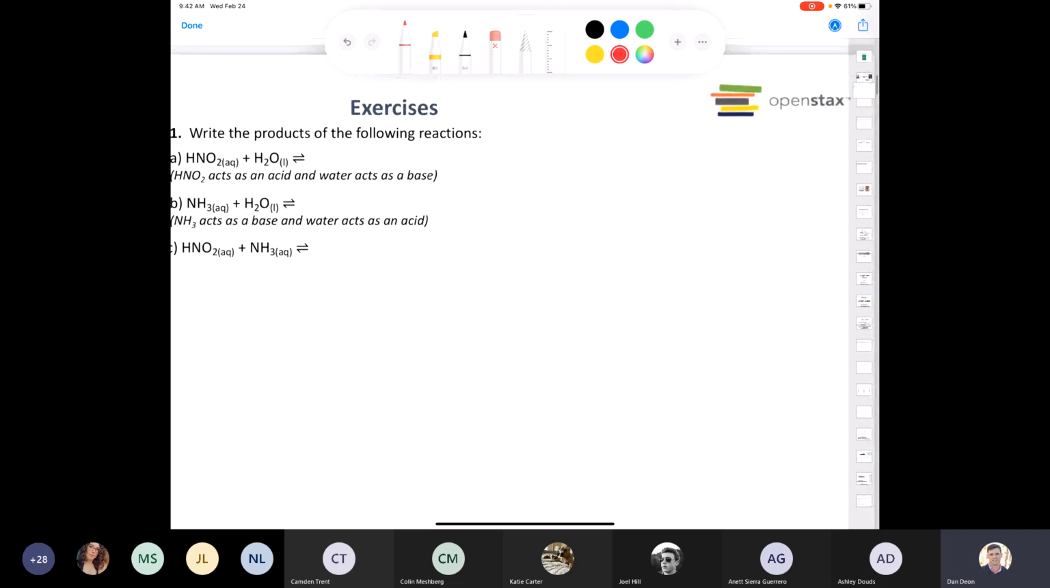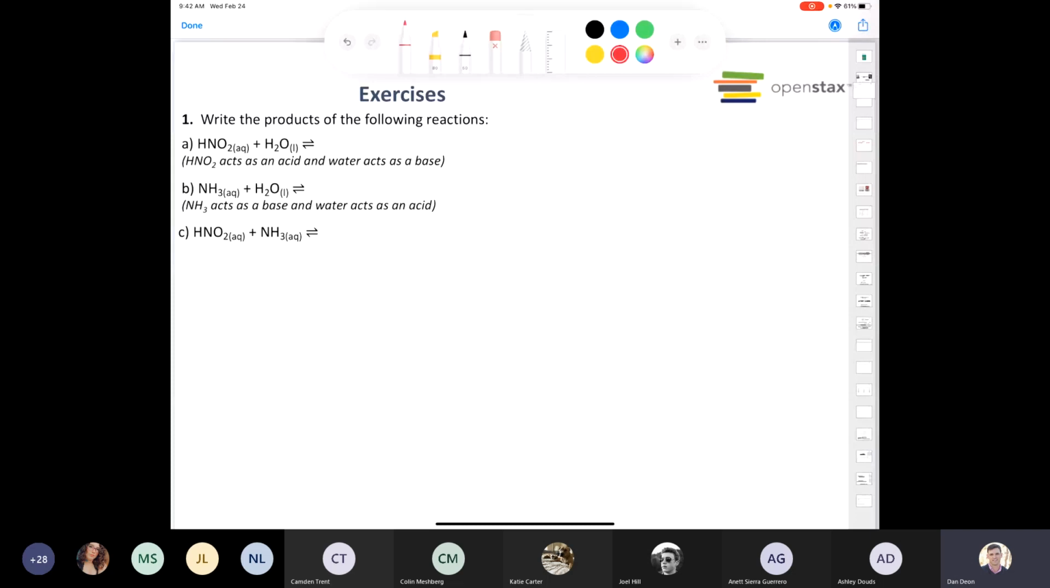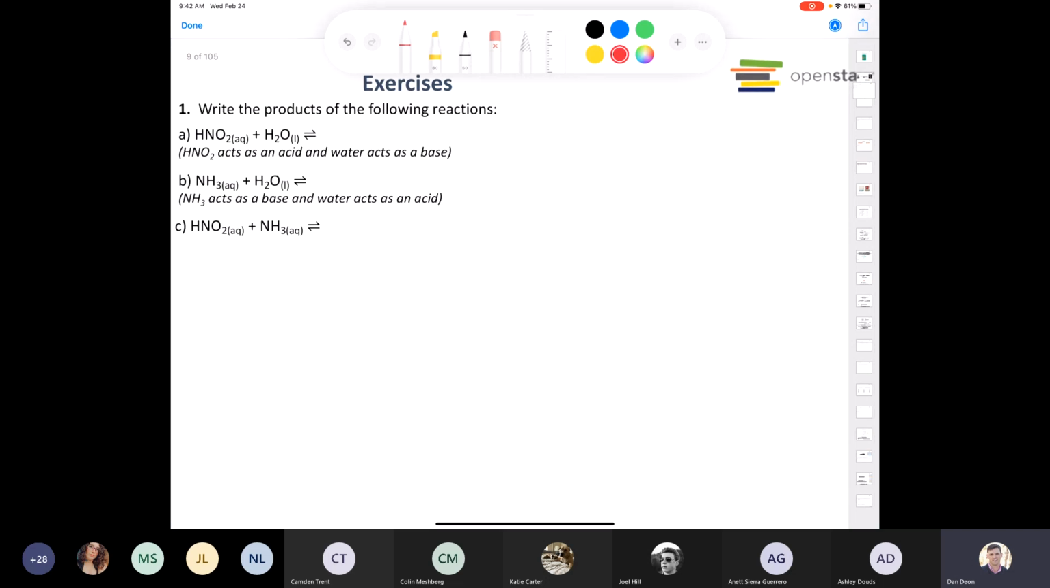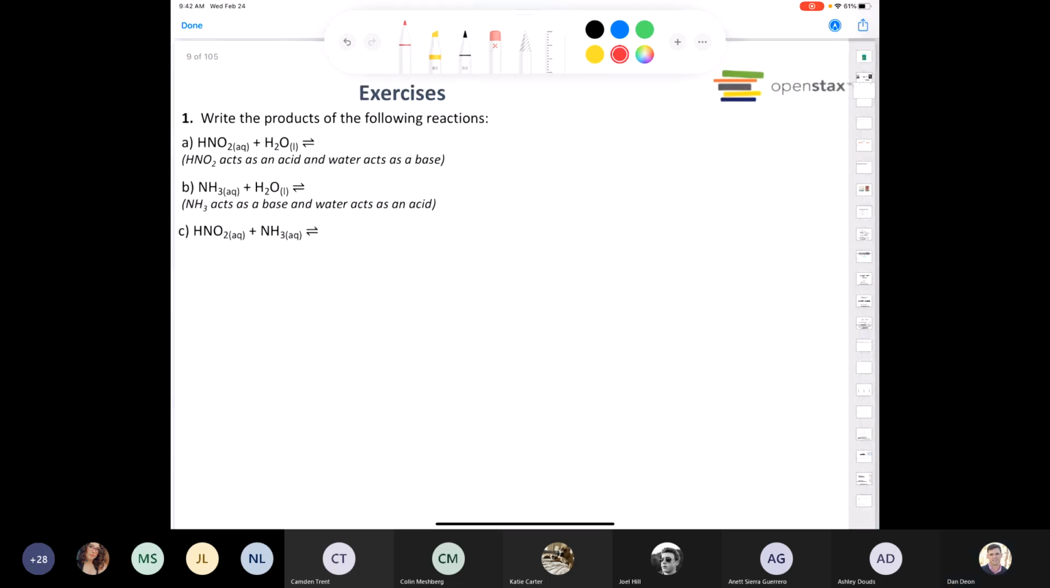It says, write the products of the following reactions. And I want to do one more. I want us to label the products as being a conjugate acid, conjugate base, and we're going to label the acids and bases too. So let's start with A. So I've got HNO2, that's aqueous, and I'm adding that to water.